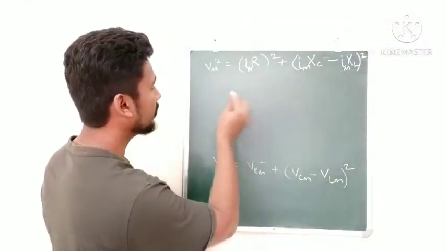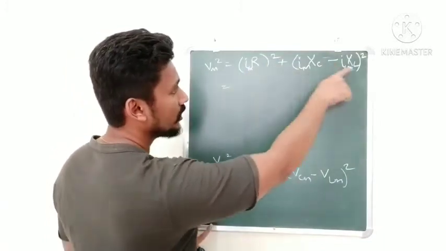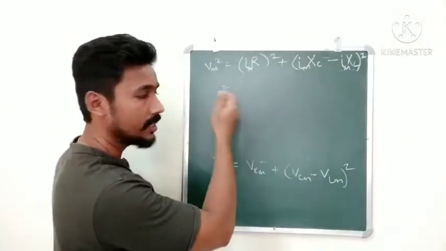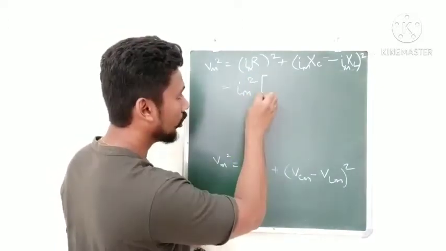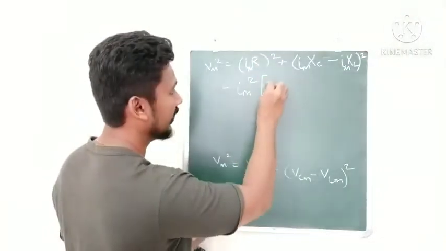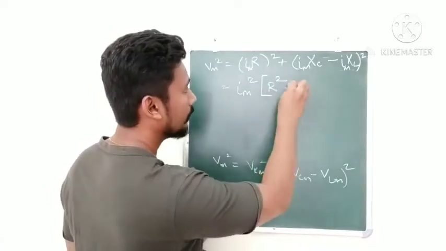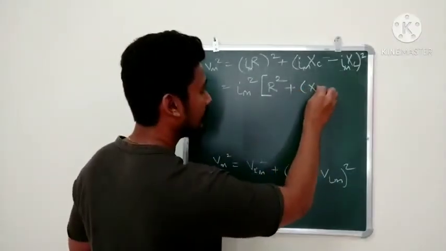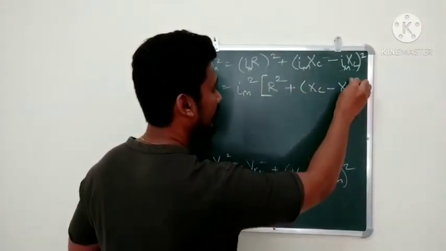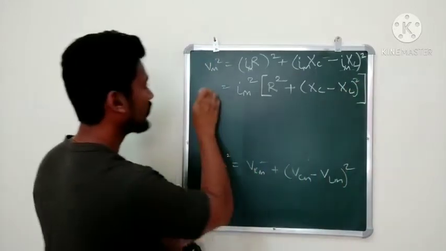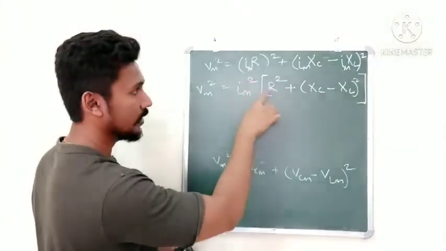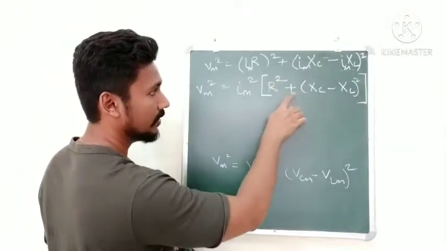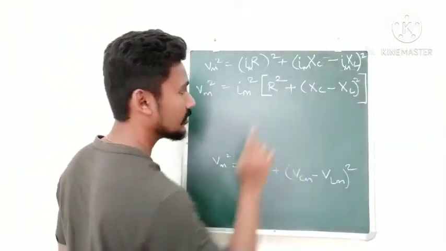Now let us make some more changes. We see that Im square is common in all. So let us take Im square outside the bracket. In the bracket we get capital R square plus (XC minus XL) square. So this is the relation we are getting: Vm square is equal to Im square times the bracket of R square plus (XC minus XL) square.